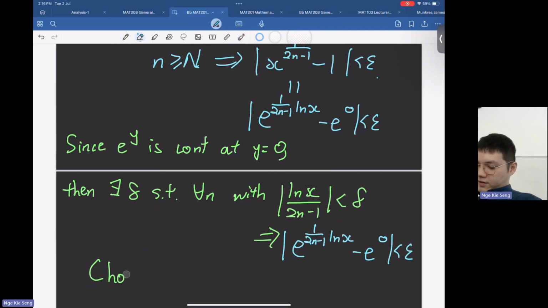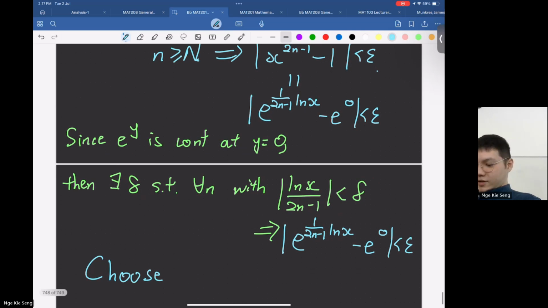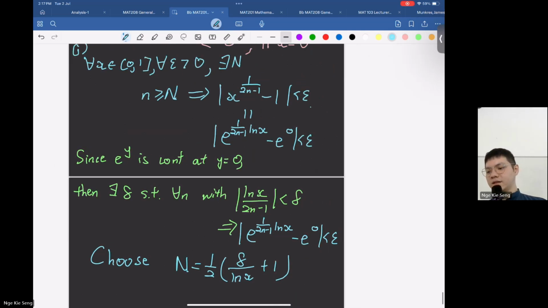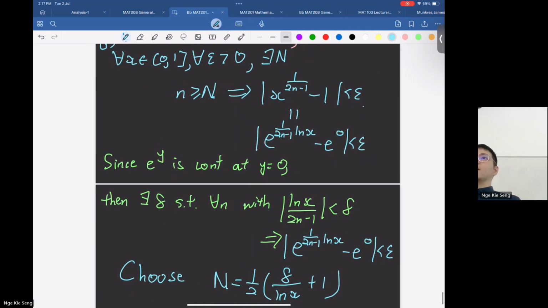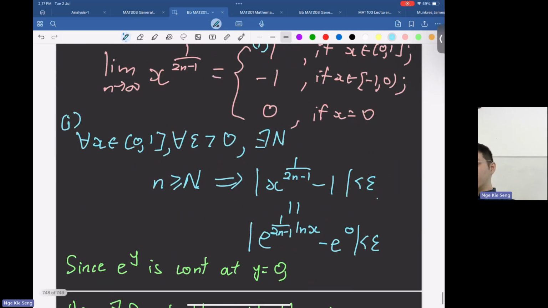So we can choose what? Choose n to be half times delta over ln x plus 1. Does it make sense? 合理吗？不合理，看不懂。Okay, so what do we need to show?